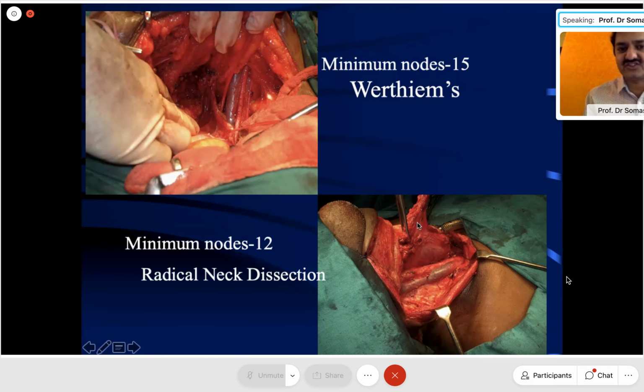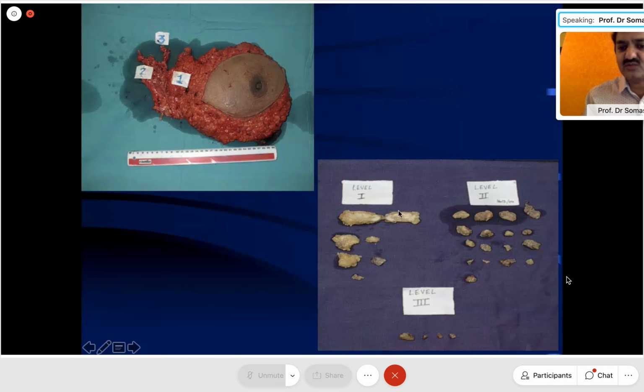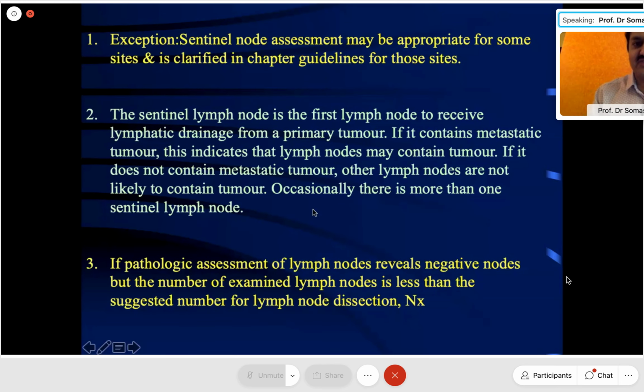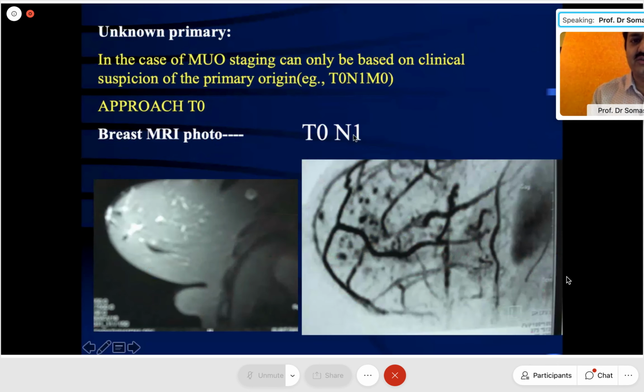So, radical neck dissection. I have enumerated all of them. Stage 3: you know that the highest node involved lateral to the pectoralis is now counted as an infraclavicular node, and if that node is positive according to the new AJCC, that may be the only one node positive, still it is stage 3. So it's very important to understand. So the exceptions are if you are doing sentinel lymph node. So that is when you do. Now what do you mean by T0N1?